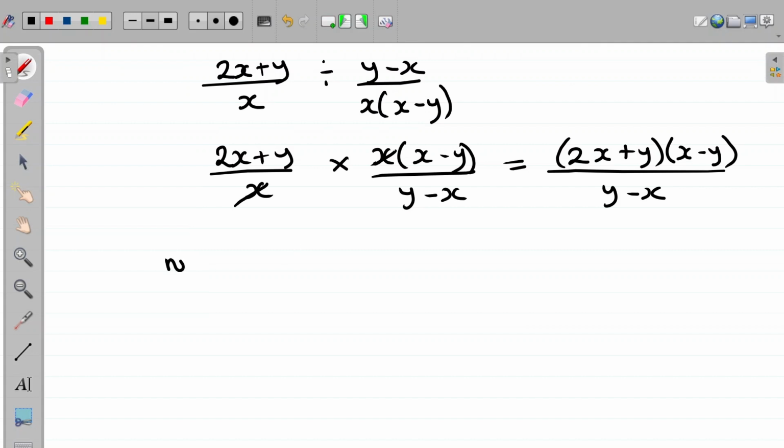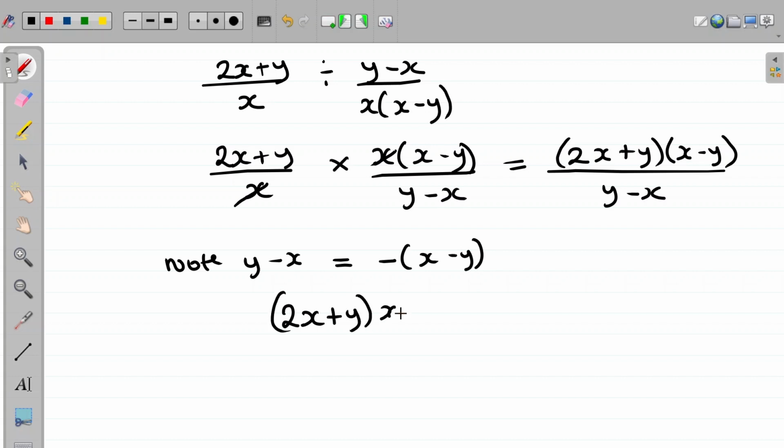Also note that y minus x can be expressed as minus open bracket x minus y. Now our expression becomes 2x plus y multiplied by x minus y is divided by minus (x minus y). So x minus y can cancel out x minus y. Our expression now reduces to minus (2x plus y).